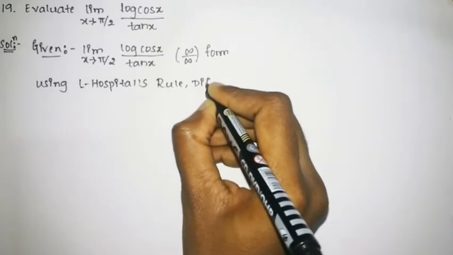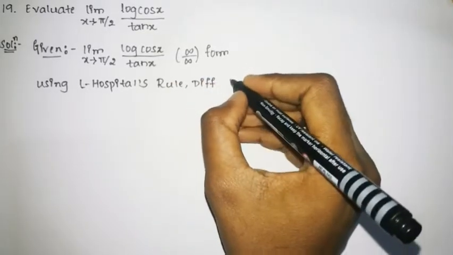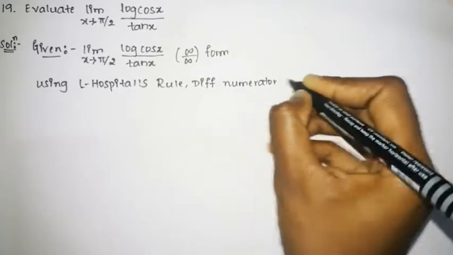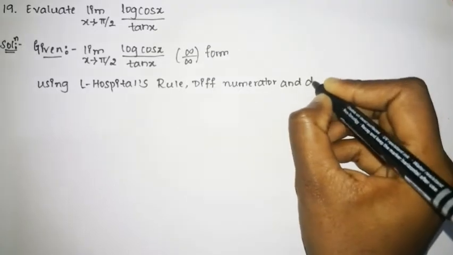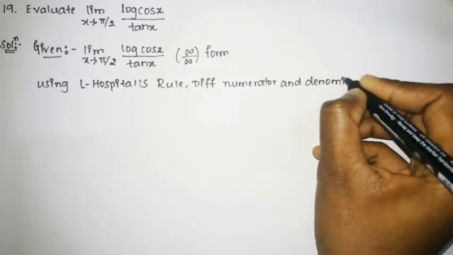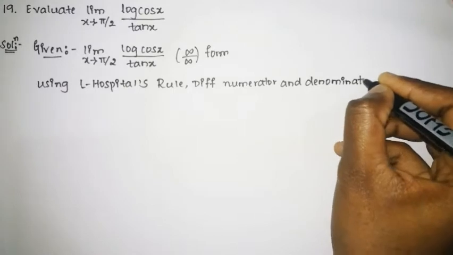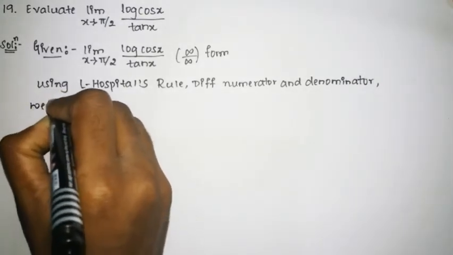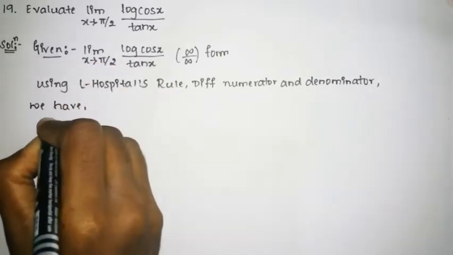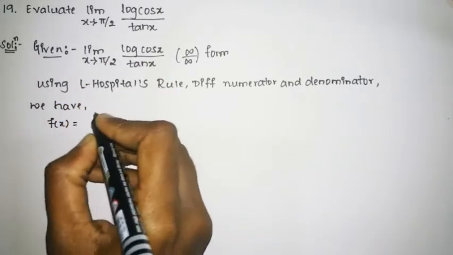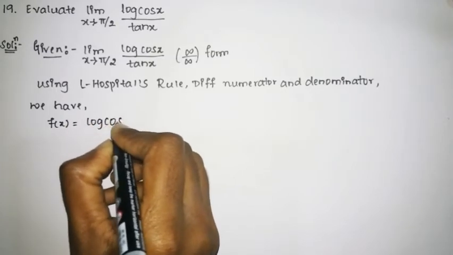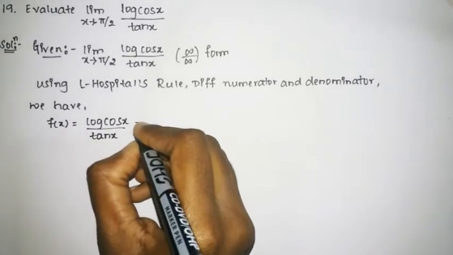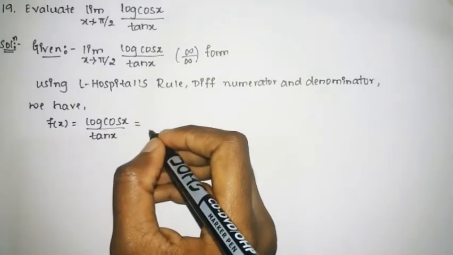so differentiating numerator and denominator. So differentiating numerator and denominator, we have, so we shall write the given in the form of f of x equal to log of cos x whole divided by tan x. So our first step is to differentiate both numerator and denominator.